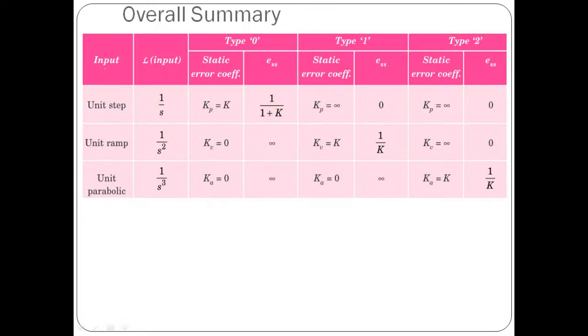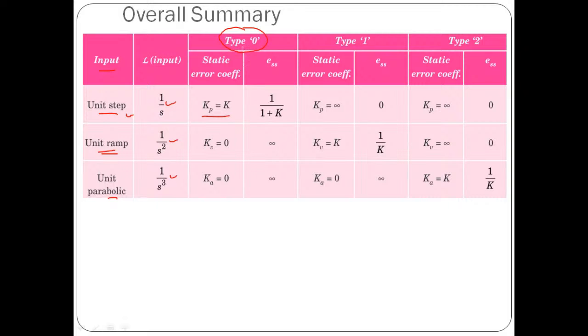So if you take input like unit step, unit parabolic, or unit ramp, this is unit ramp and this is unit parabolic. We know that the Laplace of unit step is 1 by s, Laplace of unit ramp is 1 by s square, and Laplace of parabolic is 1 by s cube. And then for type 0 system, the value of error coefficients in different cases, like for type 0, if you take unit step, the value of kp is k, and the error coefficient is finite, which is 1 upon 1 plus k.